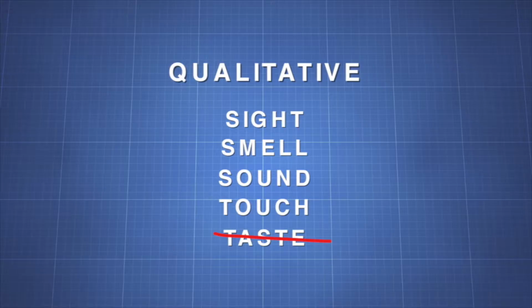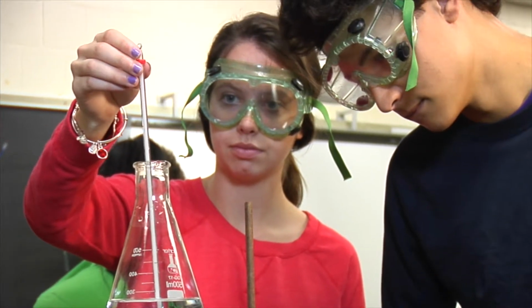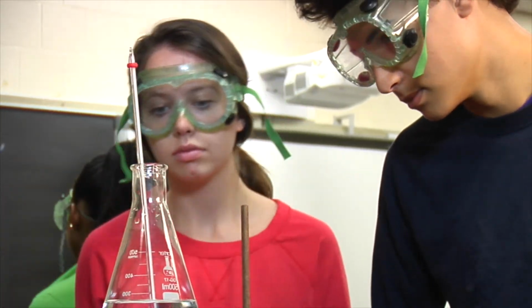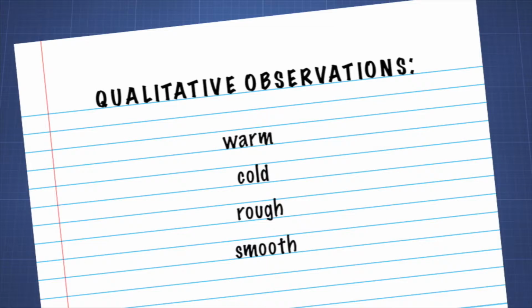Likewise, a good experimenter will take care when using smell to avoid breathing noxious fumes. Touch should be avoided if chemicals or heat is used, but it can be useful for some observations. Typically, sight and sound are the most useful senses for qualitative observations. But again, precautions may be needed when observing certain experiments, such as chemical reactions. Qualitative observations use descriptive words, such as whether a substance is warm, cold, rough, smooth, and so on.